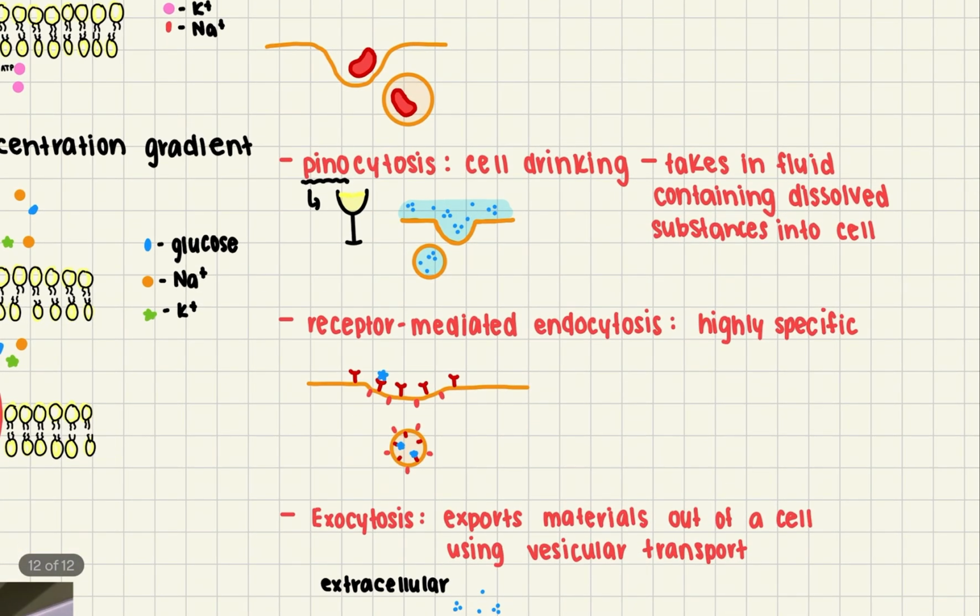Next, there's pinocytosis, which is cell drinking. Here, the cell takes in fluid containing dissolved substances. You can see the membrane forms a small pocket that pinches inward to bring this fluid inside. A way I have to remember this is Pinot, like Pinot Grigio, is a drink.